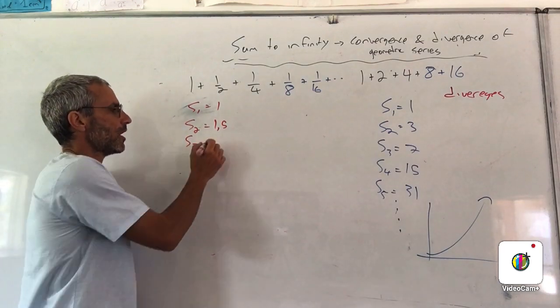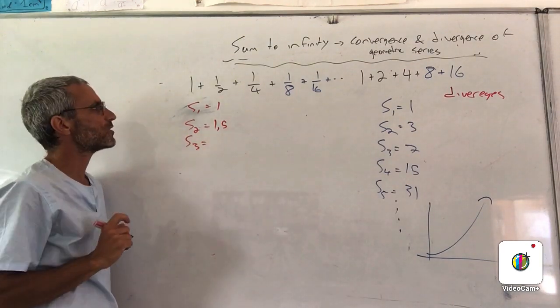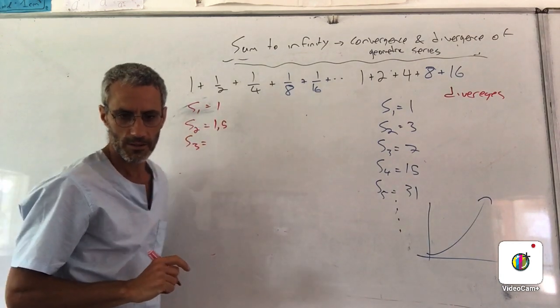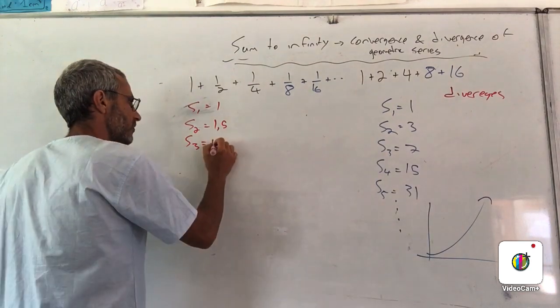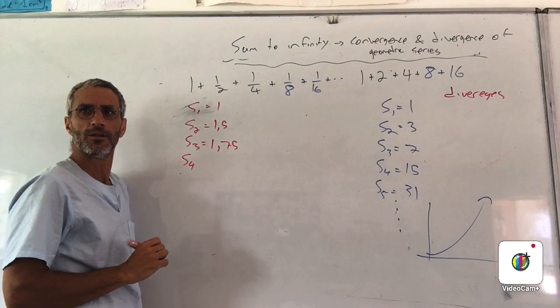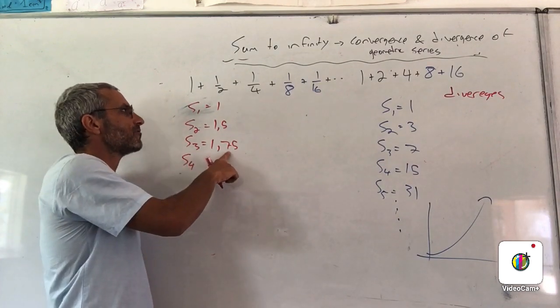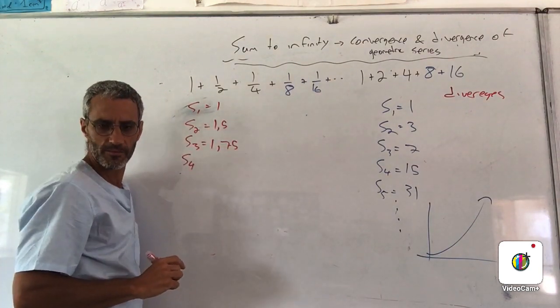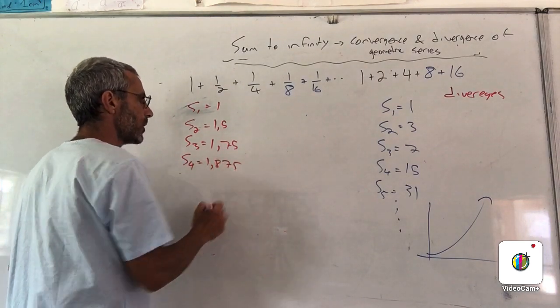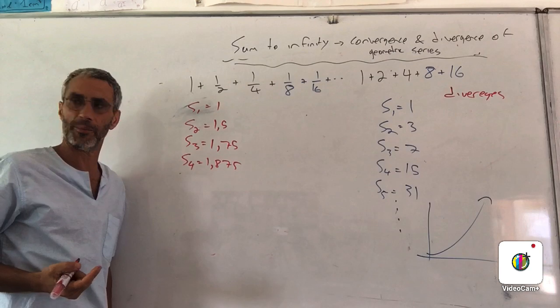And you'll need decimals. Please use a decimal, okay? So we're doing 1.5 plus a quarter. 1.75, correct. Okay, S4. Just add 1.75, add 1 over 8. 1.875. Okay, it's still going up, isn't it? It is going up, right?